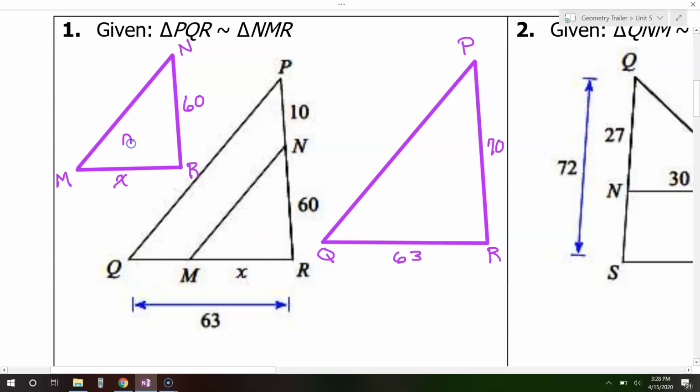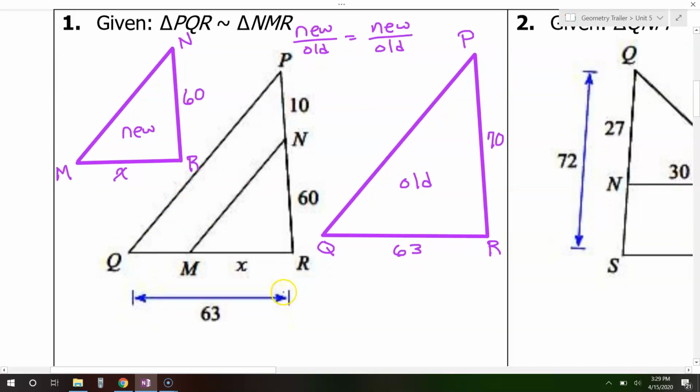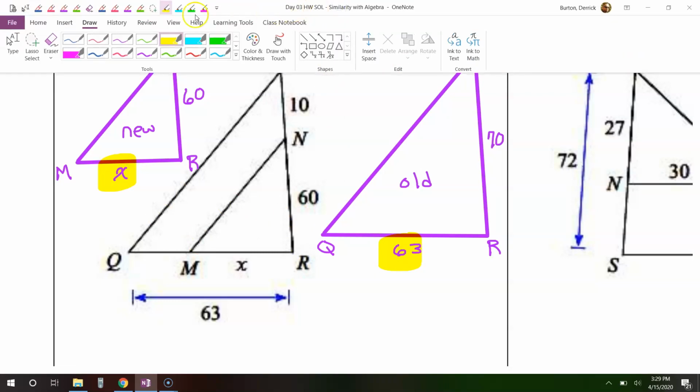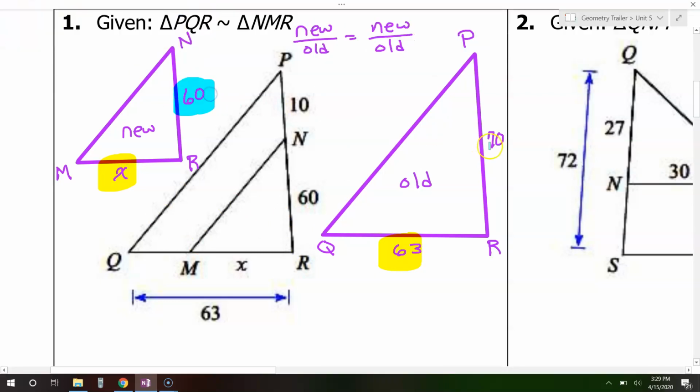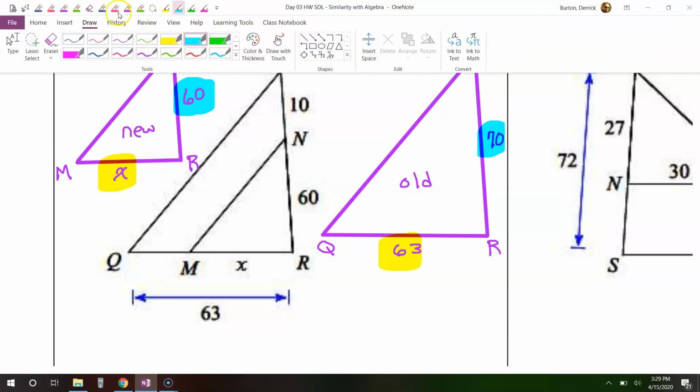So I'm going to label this triangle as new and this triangle as old. It doesn't really matter which one is which. This is just because we've learned that we can make a new proportion, a new equation in the form new over old equals new over old. If there's one X somewhere, I usually just pick that triangle and I call it new. All right, so as I match up my corresponding sides, I see that X and 63 are corresponding sides, and I see that 60 and 70 are corresponding sides.